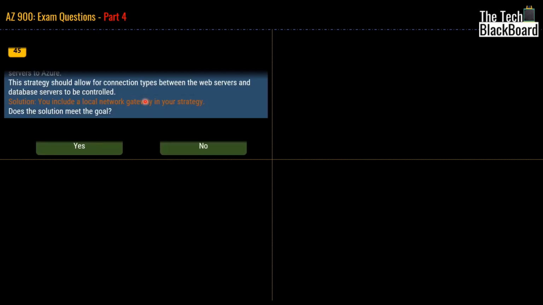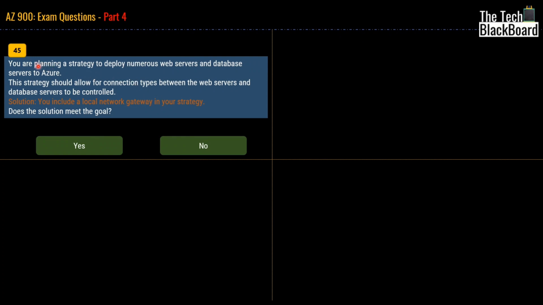Coming to question number 45. You are planning a strategy to deploy numerous web servers and database servers to Azure. This strategy should allow for connection types between web servers and database servers to be controlled. The solution is that you include a local network gateway in your strategy. Does this solution meet the goal?